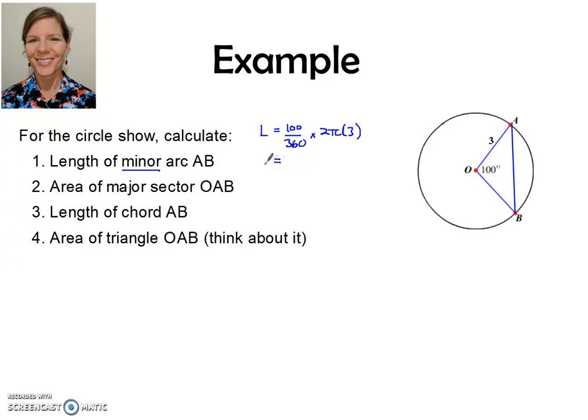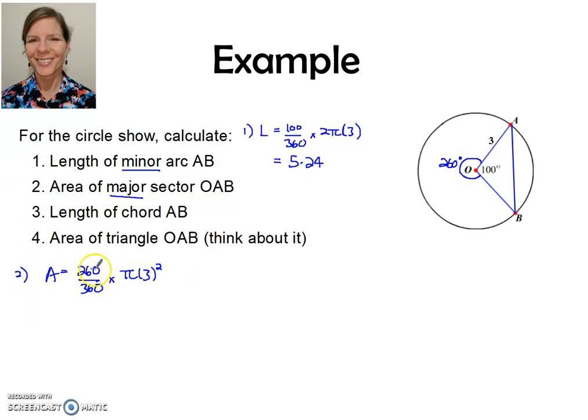Okay, and if we work that out, you should get 5.24. Alright, so that's your minor arc. For your major arc, or sorry, major sector, now we're talking about this angle around the outside, which of course is going to be 260. So the area of the major sector will be 260 on 360 times pi times r squared.